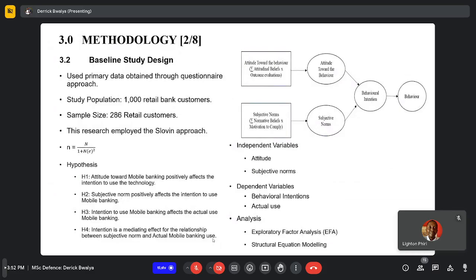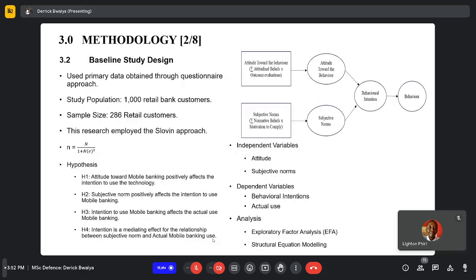When I come to the baseline study design, we use primary data obtained through a questionnaire approach. For the study population, we looked at 1,000 retail bank customers. The sample size was 286 retail customers. We employed the Slovin approach there. I've indicated the Slovin approach that helps us to calculate the sample size.